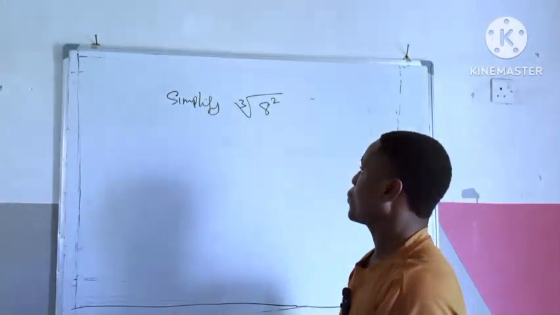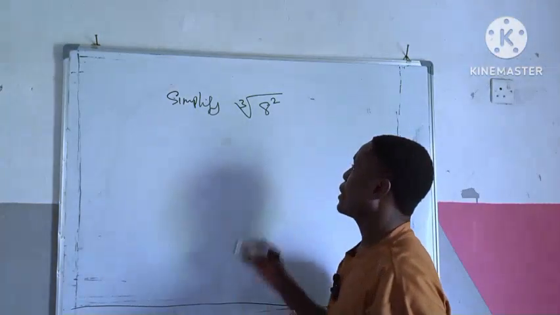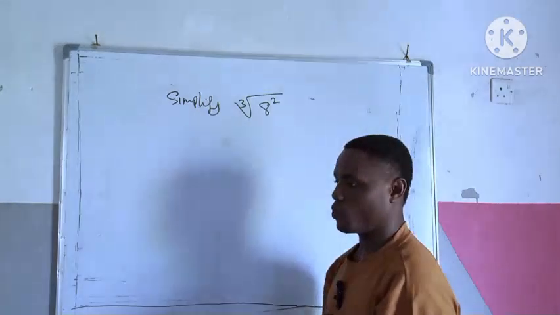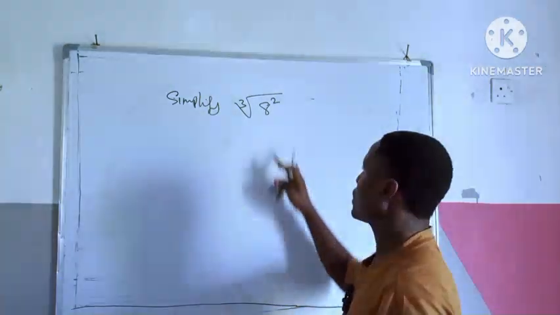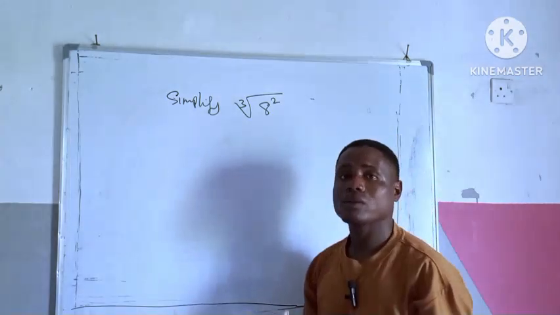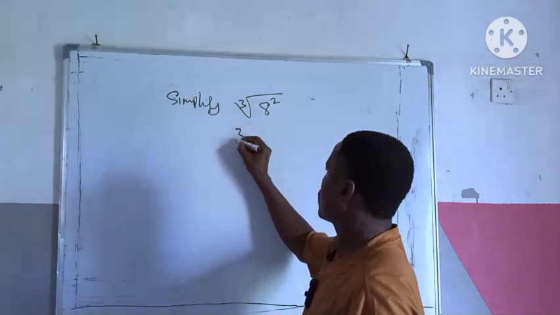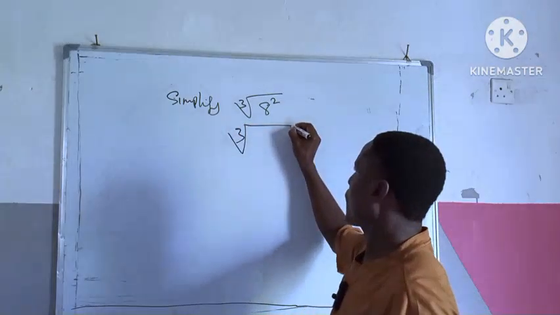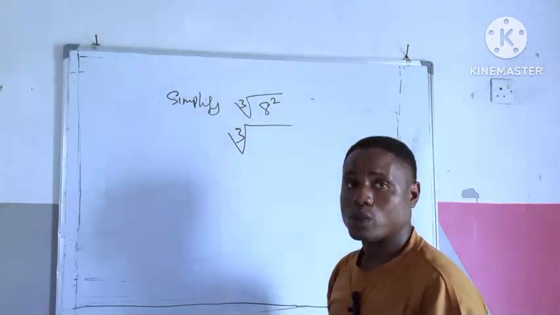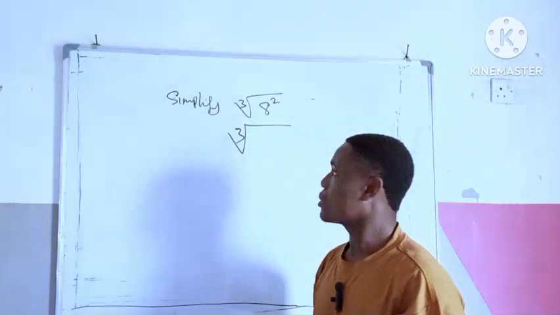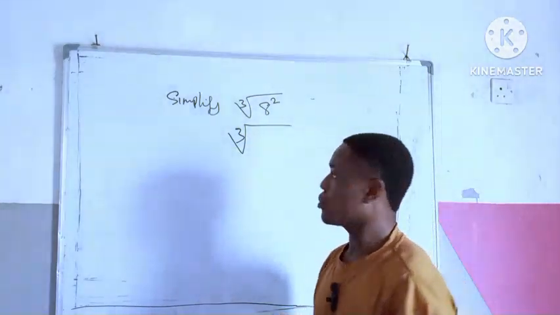Okay, let's solve this second question. We are asked to simplify cube root 8 square, cube root 8 raised to power 2. Now, this one too is very simple. This is what we do, okay? We have cube root 8 square, which means 8 times 8. 8 times 8 is 64.